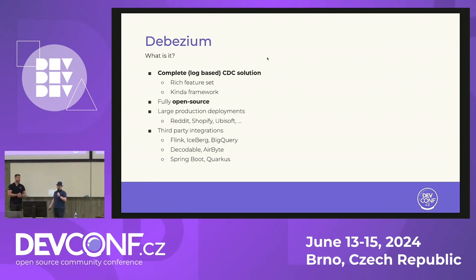and Stack Overflow. Debezium has been around for a while, and we are used by some rather large companies. For example, among our users, you can find Reddit, Shopify, or Ubisoft. There are also integrations with third-party data warehouses, data processing solutions, or platforms. For example, we can work with Apache Flink, Apache Iceberg, and Google BigQuery. We are used by companies such as Decodable or Airbyte. And we even have integrations with application frameworks such as Spring Boot or Quarkus.